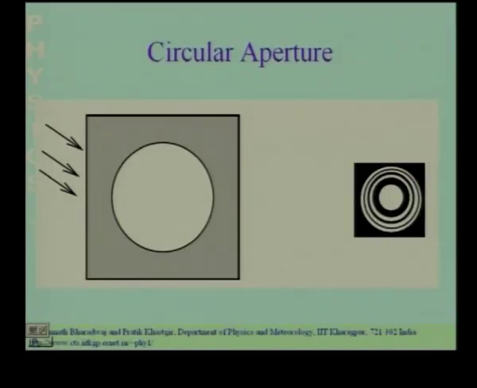So, if you use the telescope to image a star, the image is the diffraction pattern of the aperture of the telescope. Assuming that the telescope has a circular aperture, I had told you that the diffraction pattern is going to look like this. There is going to be a central bright spot. The radius of the central bright spot is 1.22 lambda by d.